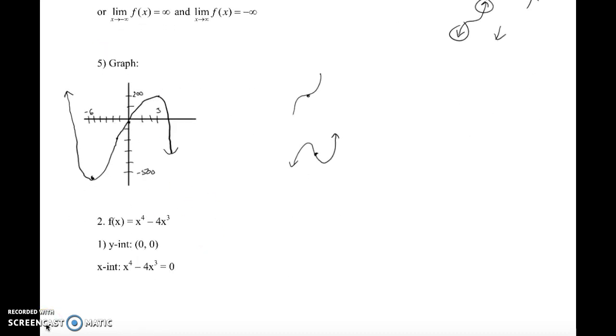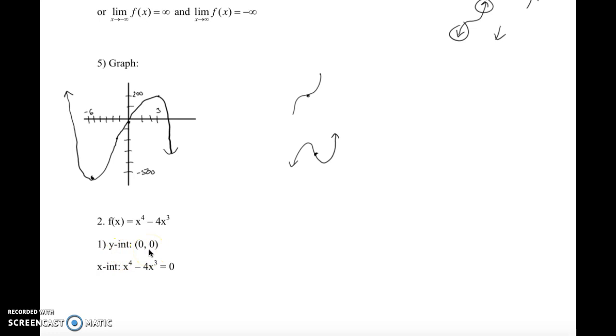Let's go ahead and look at another example. So we're going to take x to the fourth minus 4x cubed. Now remember, x to the fourth functions are vaguely shaped like your x squared function. So we're expecting some sort of parabolic shape. And if we figure out our intercept, when x is equal to 0, y is equal to 0, so we have the origin.